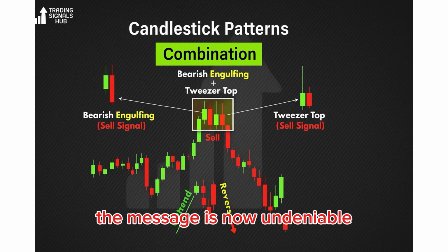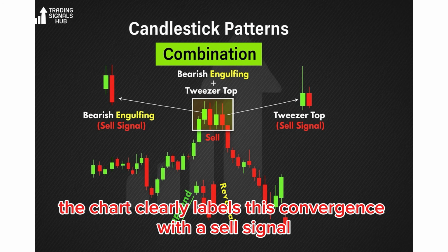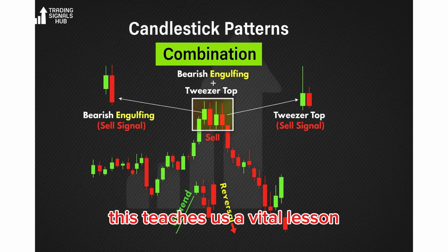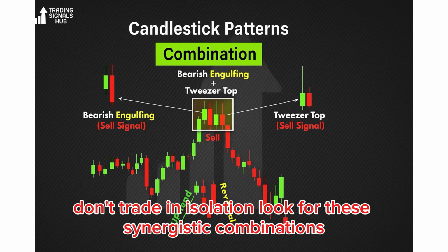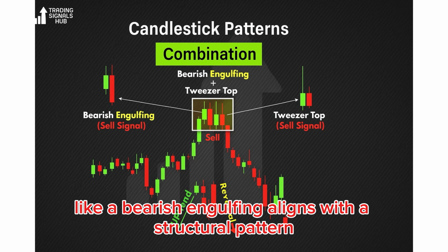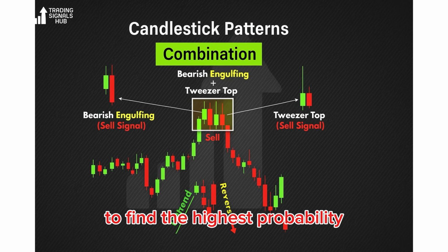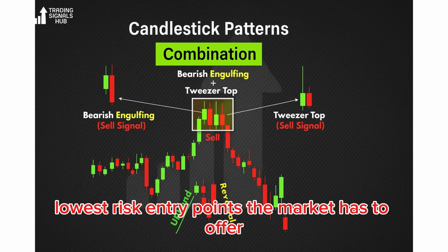The message is now undeniable. The uptrend is facing intense pressure and a reversal is highly likely. The chart clearly labels this convergence with a sell signal. This teaches us a vital lesson. Don't trade in isolation. Look for these synergistic combinations, where a pattern like a bearish engulfing aligns with a structural pattern like a tweezer top at a significant resistance level, to find the highest probability, lowest risk entry points the market has to offer.